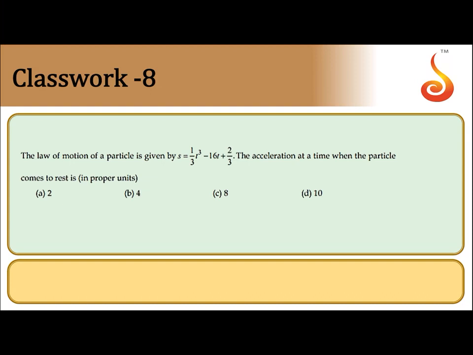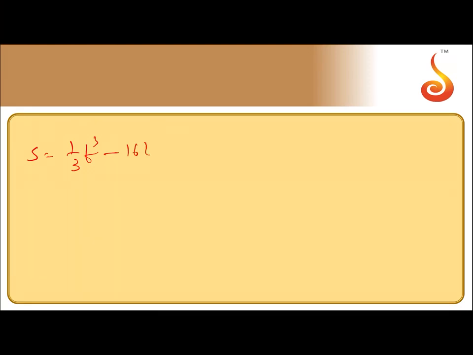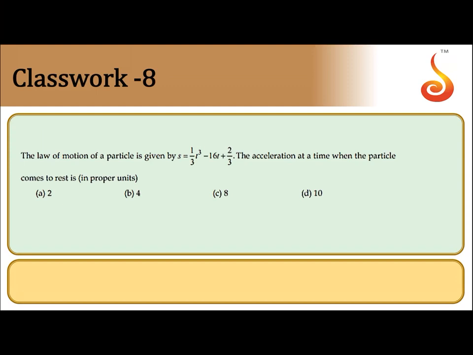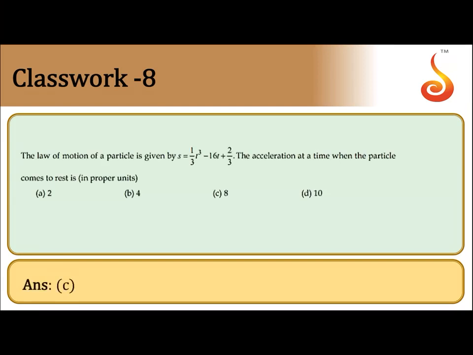The law of motion of a particle is given by a formula. Now find the acceleration at the time when the particle comes to rest. The particle comes to rest means ds by dt, the velocity, must be equal to 0. So s is equal to 1 by 3 t cube minus 16t plus 2 by 3. So ds by dt, velocity, is equal to 0. That implies t square minus 16 is equal to 0, so t must be equal to 4. At time t equal to 4, the particle comes to rest.